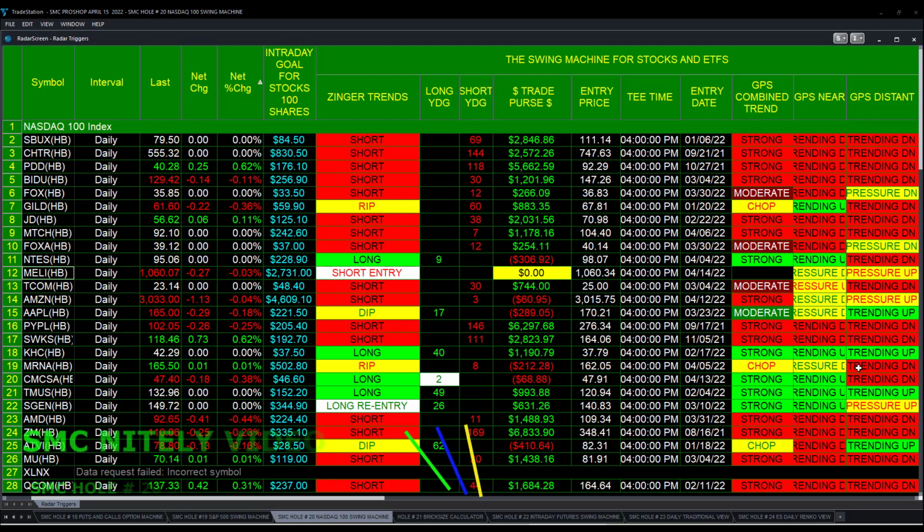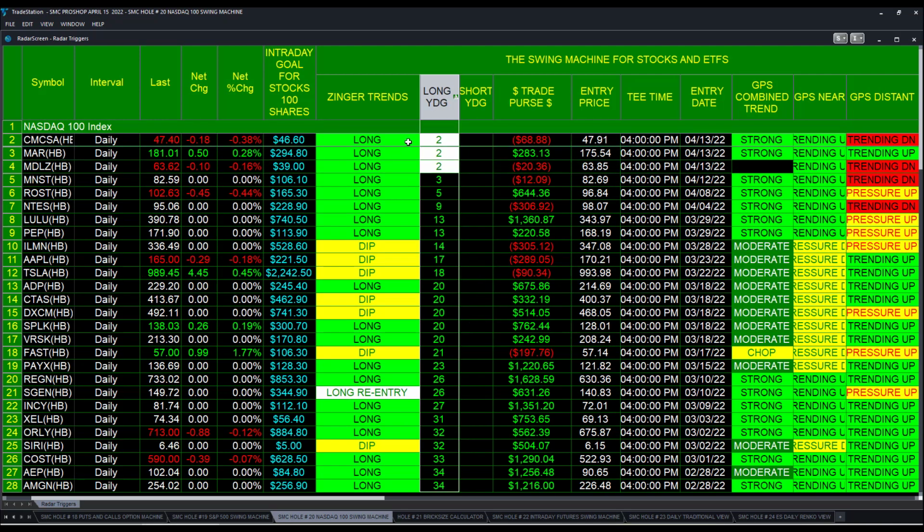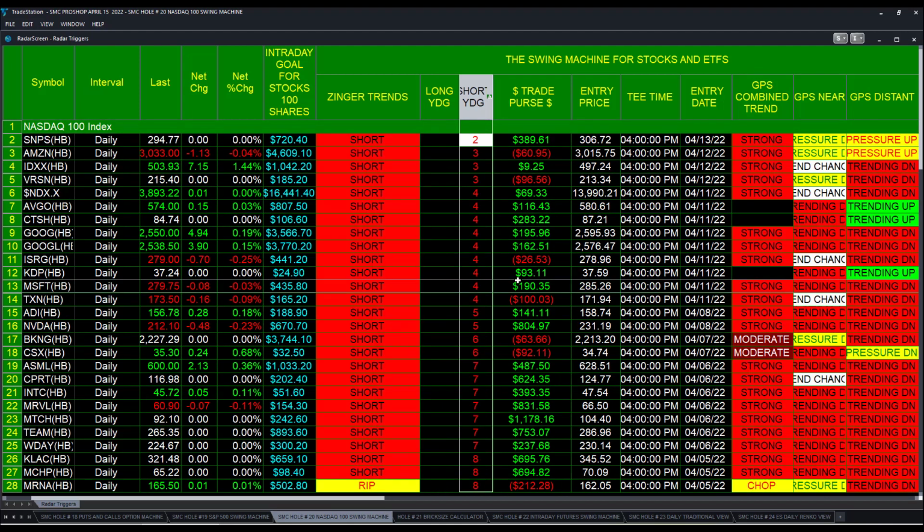Hole number 20, the swing machine for stocks and ETFs. This is the Nasdaq 100. Exactly the same, only we've drawn a distinction. The earlier section was for the S&P 500. This is the Nasdaq 100. What stocks have generated new longs? Some of them share indices, so here they are. Doesn't mean that they're doubly important. It just means they share an index. And here are the short signals.